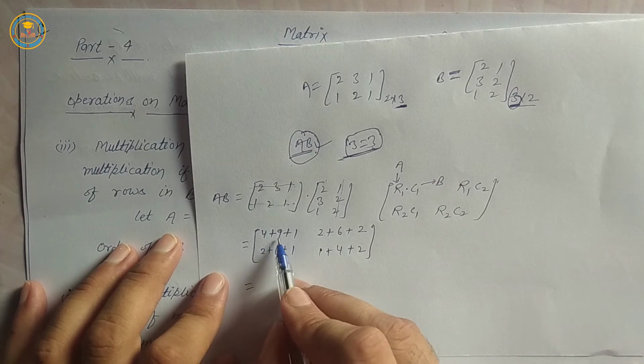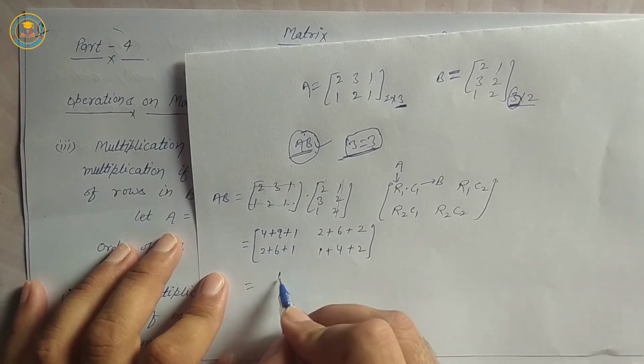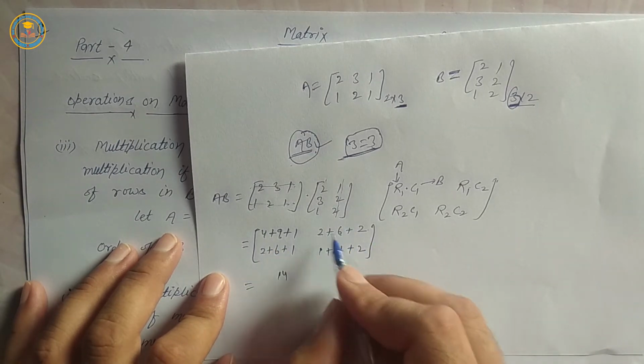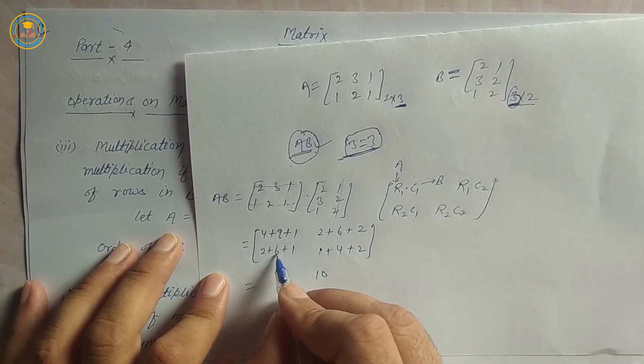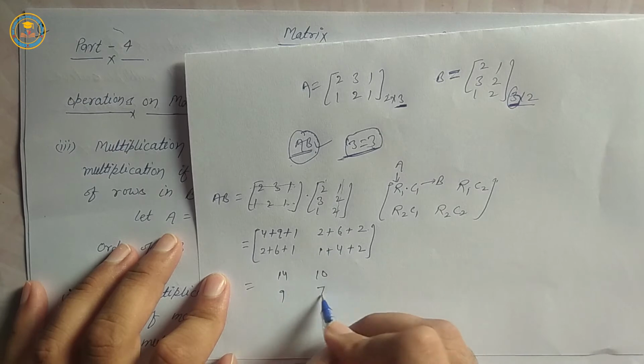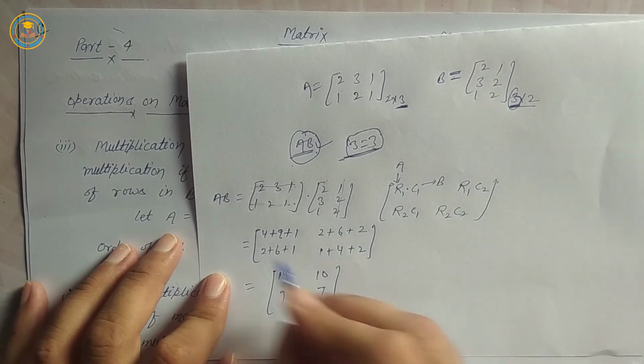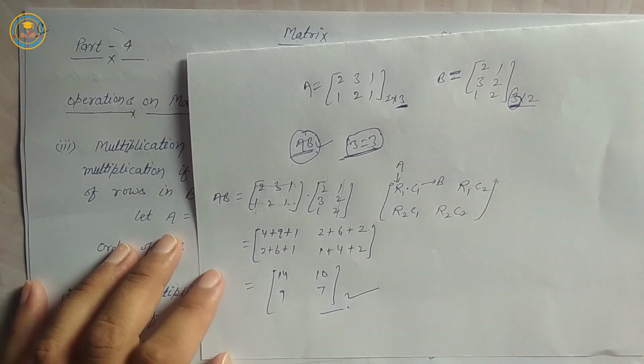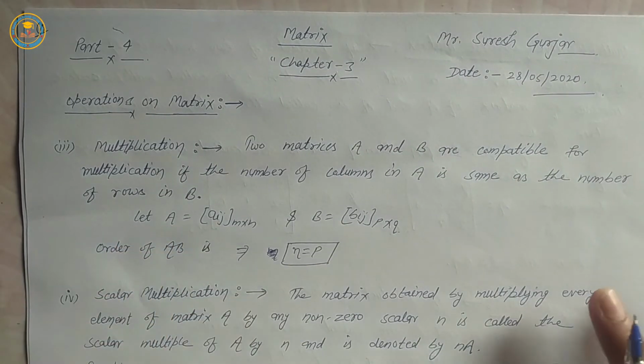Sum: 4 plus 9 plus 1 is 14, 2 plus 6 plus 2 is 10, 2 plus 6 plus 1 is 9, 1 plus 4 plus 2 is 7. This is A into B.